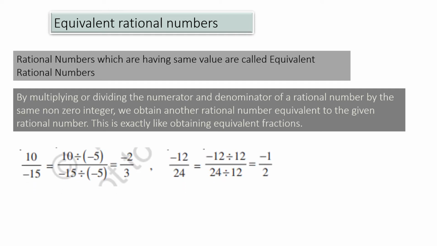10 by negative 50. It is a rational number. We can find an equivalent rational number for that. You can divide both numerator and denominator by negative 10 and you will get an equivalent rational number negative 1 by 5. Similarly, another rational number negative 12 by 24. That also we can divide both numerator and denominator by 12 and you will get an equivalent rational number negative 1 by 2. Thus, for getting an equivalent rational number, you can divide or multiply the numerator and denominator by the same number. You will get an equivalent rational number. Let us try this question.